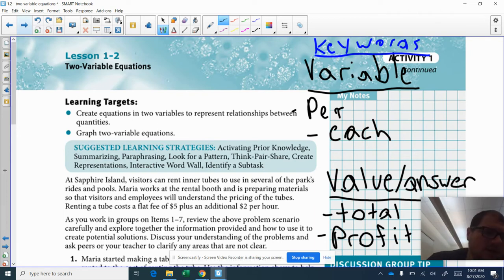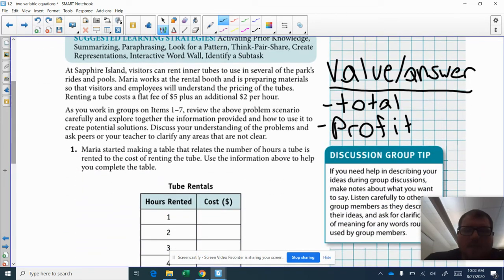Okay, so let's go ahead and read our situation. Today we're going to Sapphire Island. Visitors can rent inner tubes to use in several of the park's rides and pools. Maria works at a rental booth and is preparing materials so the visitors and employees will understand the pricing of the tubes. The renting of the tubes costs a flat fee of $5 and an additional $2 per hour. On items 1 through 7, review the above problem scenario and carefully explore together the information provided and how to use it to create a potential solution.